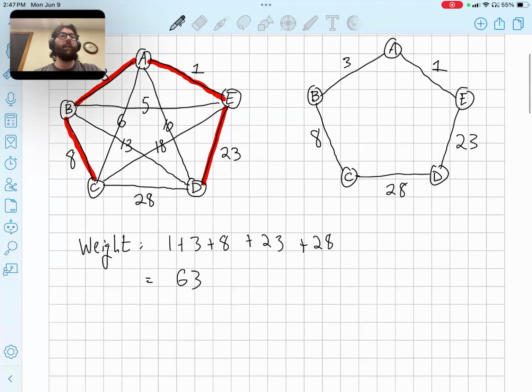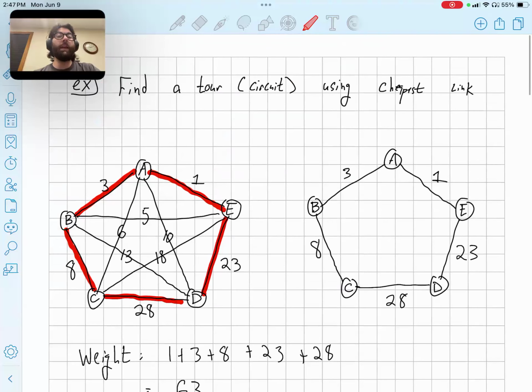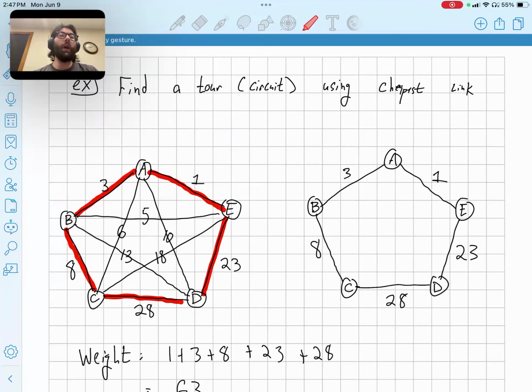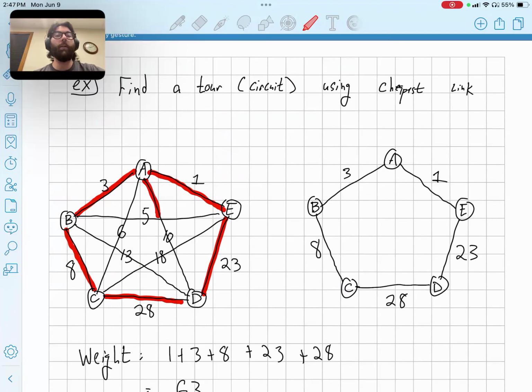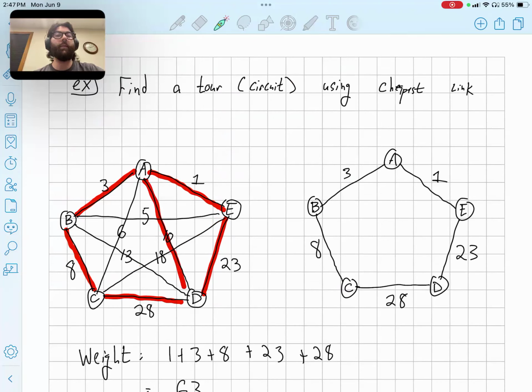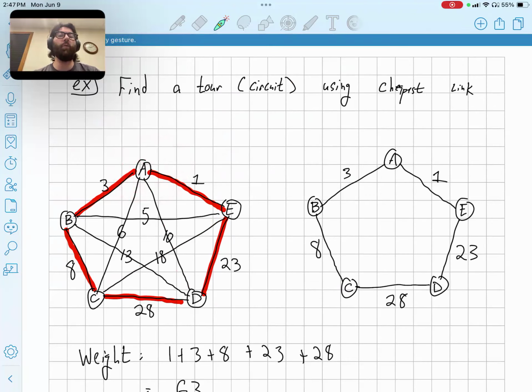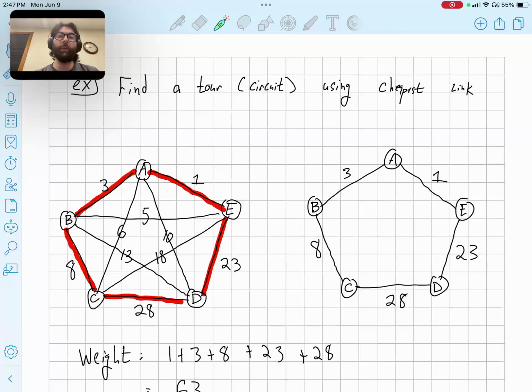Okay. And so I'll go ahead and highlight that. So this one was tricky because a lot of the edges that we wanted to highlight either closed off a partial circuit or connected more than 2 highlighted edges to one single vertex. 2 is fine, 1 is fine. You can't have more than 2.